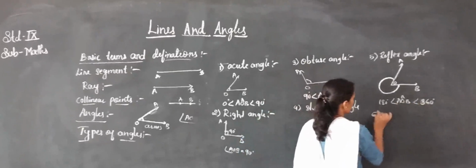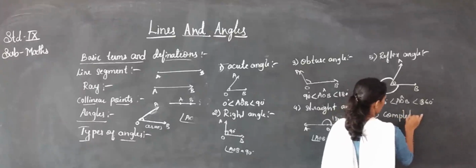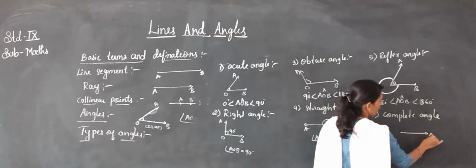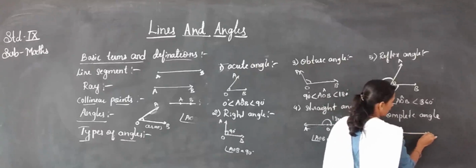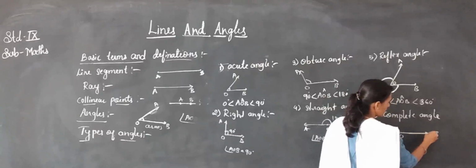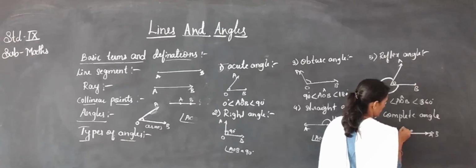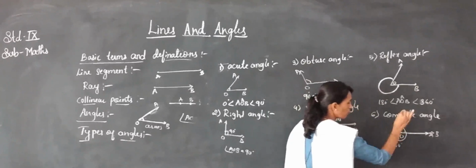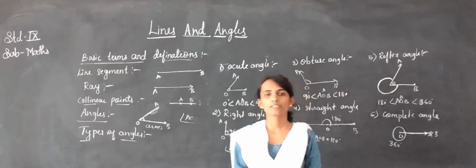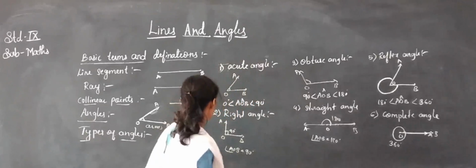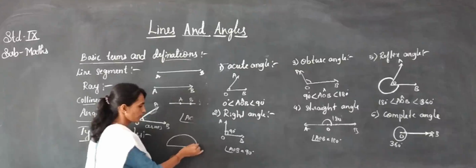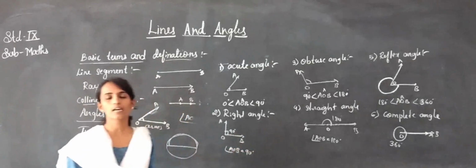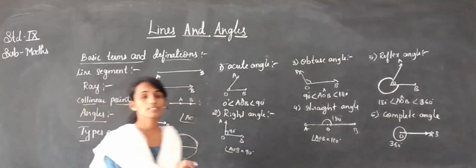So the next one will become the complete angle. So what is the complete angle? It's AO and AB. Here both the lines will be together, this angle we call a complete angle. So the angle which measures exactly 360 degrees, that angle we call the complete angle. So if this is a protractor, one round, two round, that will be a complete 360 degrees. So the angle which measures a complete 360 degrees, that we call a complete angle here.